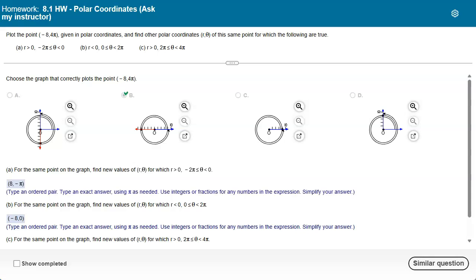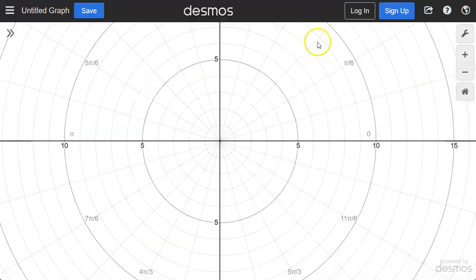In this problem, we're asked to graph a polar coordinate, and we're going to graph this point, -8, 4 pi. In this point, r, or the radius, is -8, and theta, the angle, is 4 pi. So I'm first going to just bring up a Desmos screen here, just so that I can use this polar grid to demonstrate how we can go about the mechanics of graphing this polar coordinate.